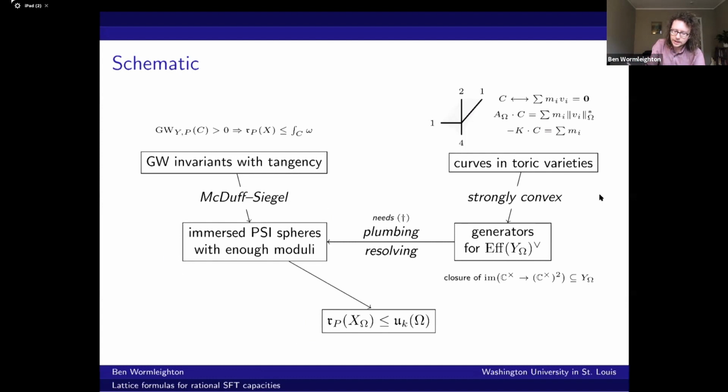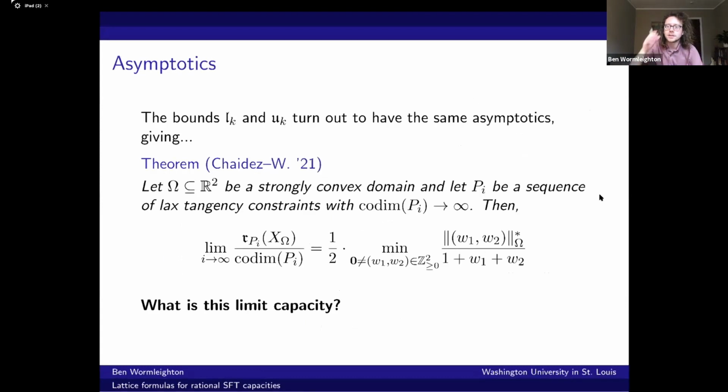Questions, let me just leave you in response to Sarah's question. The asymptotics we're able to produce come from the fact that LK and UK just have the same asymptotics. They're not that different. And so the formula we pick up is that the limit as codimension goes to infinity of RP over the codimension is this fun formula, which is some lattice formula. Again, you can formulate it purely algebro-geometrically, but we don't know what this limit capacity is. We don't have a good interpretation of it.